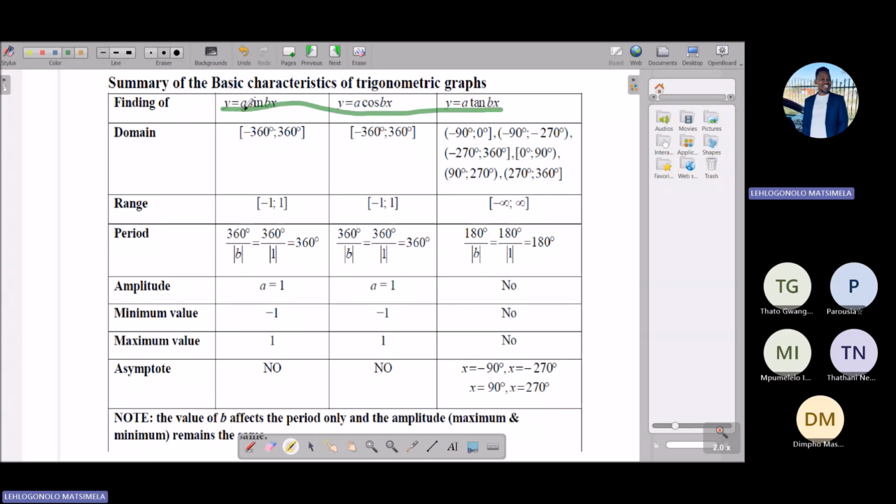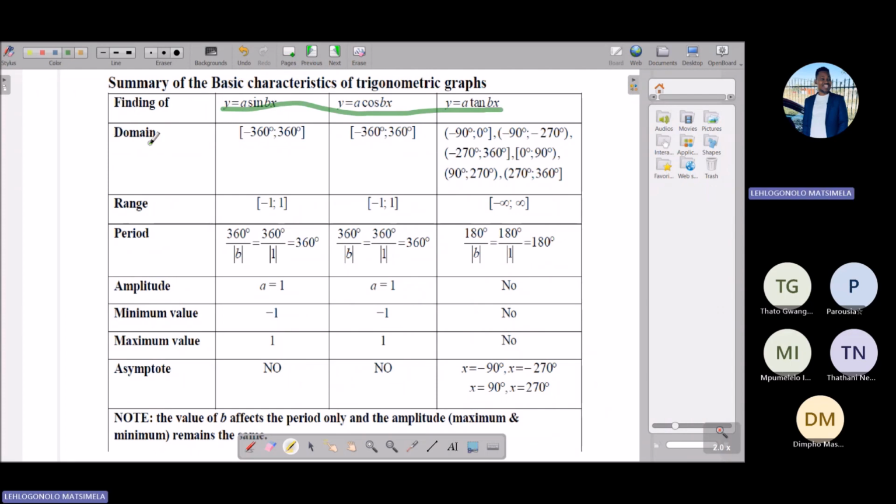So A here represents the coefficient of that trig ratio. Then B here, it represents the what? The coefficient of what? Of the angle. X represents the angle, and B represents the coefficient of an angle. The same way here, A represents the coefficient of a trig ratio and B represents the coefficient of an angle. But here, A represents the coefficient of the trig ratio, while B still represents the coefficient of an angle.